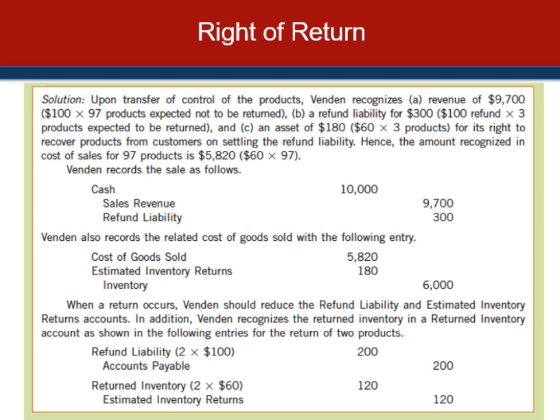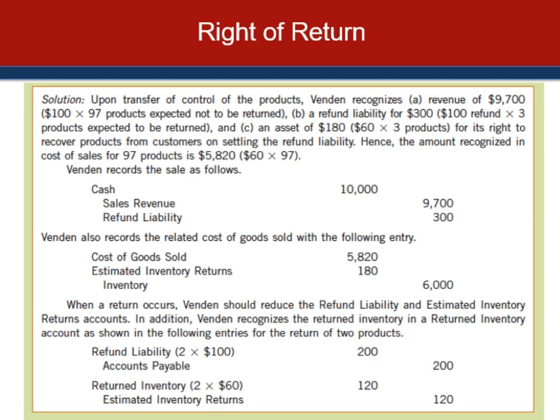So in the Vanden situation, when they transfer control of the products, they recognize the revenue of 97 of the items, $9,700, because they're expecting 3 of them to come back. A refund liability for $300, so that's a future obligation to provide a refund. And an asset of $180, which is the potentially returned inventory, so the cost of the goods which have been sold but are expected to be returned. So the asset is $180, and that gives them a recognition of the right to recover products from the customers on settling the refund liability.